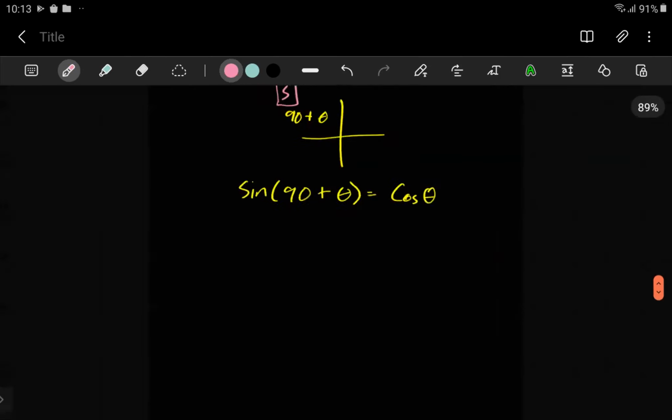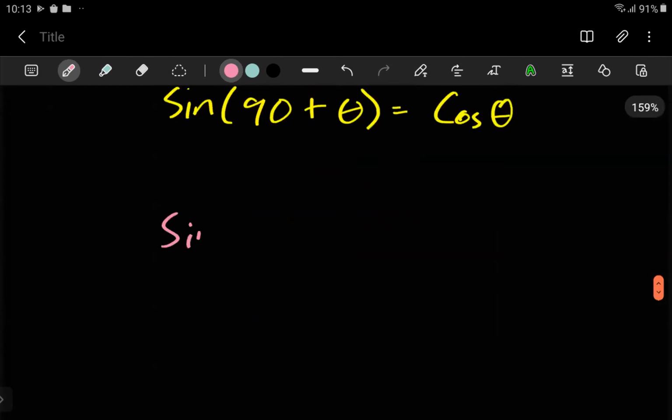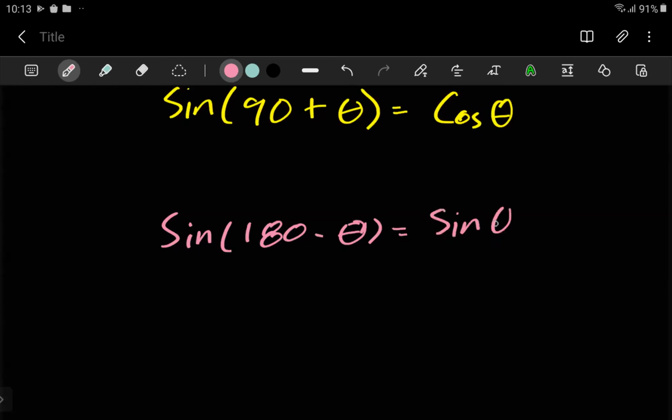Anything random that is thrown at you, you'll always be able to work it out. What is this one equal to? That is positive sine. So we could go on forever. There's no need, because that's how the reduction formula works.